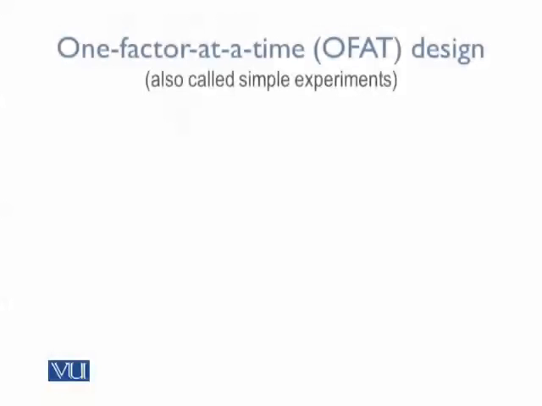He just simply resorted to trial and error. So this is not the most efficient way of discovering things. The next progression was what is now known as one factor at a time design.